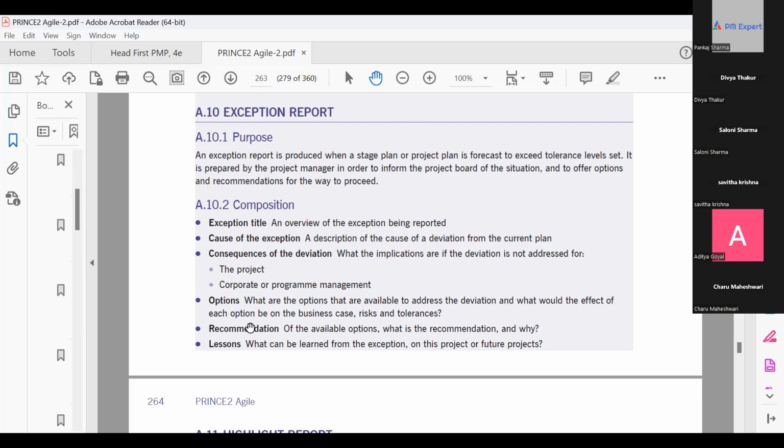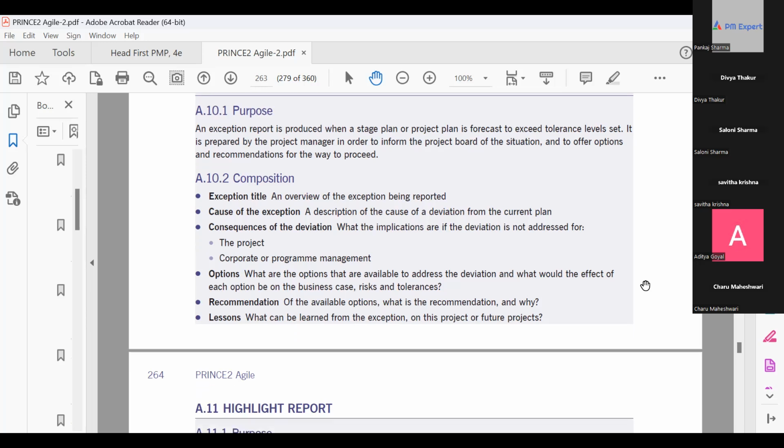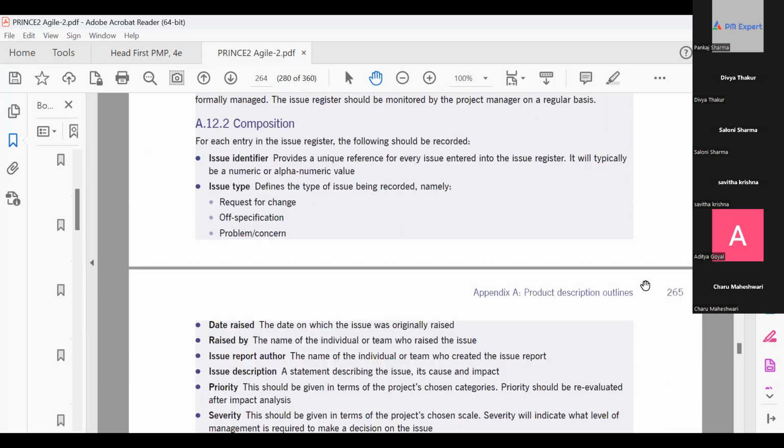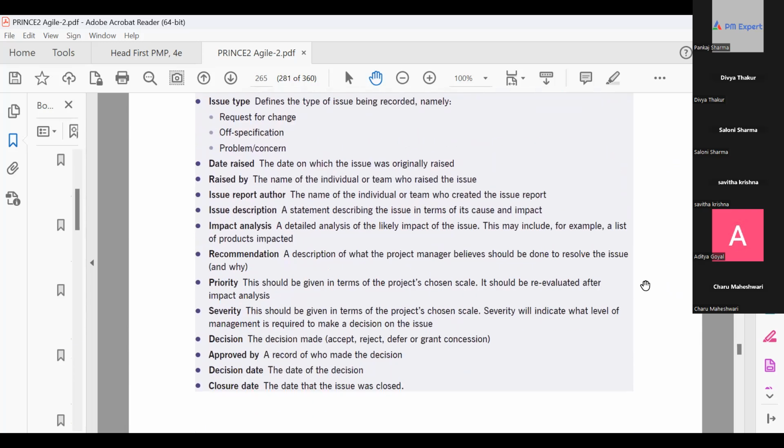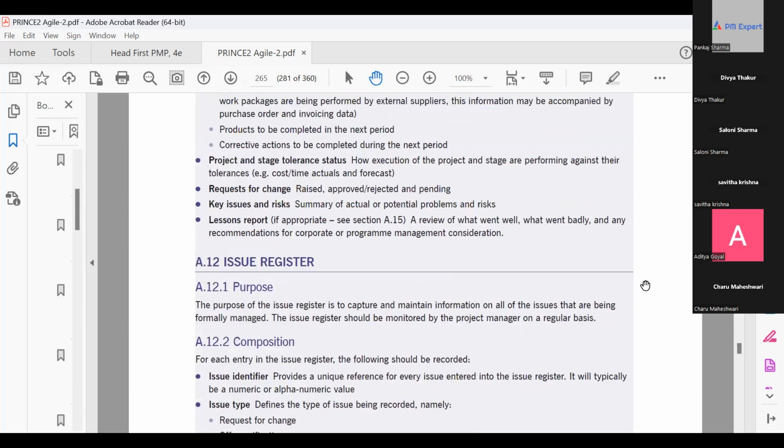Now, we have done all the types of event-driven reports. There are time-driven reports also. Can I show you some time-driven reports which are exercised at regular frequency, like a weekly status report? Sure. Let me show you a weekly status report.